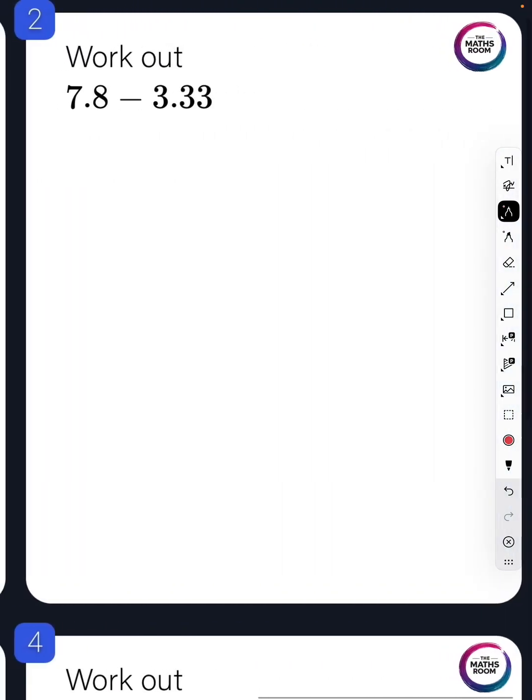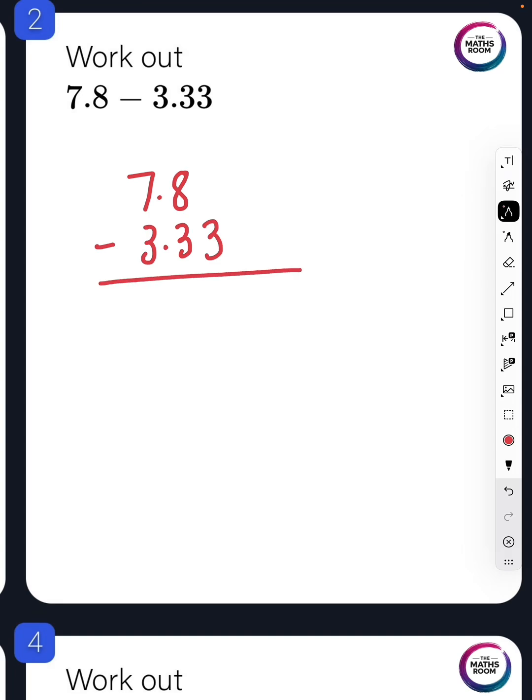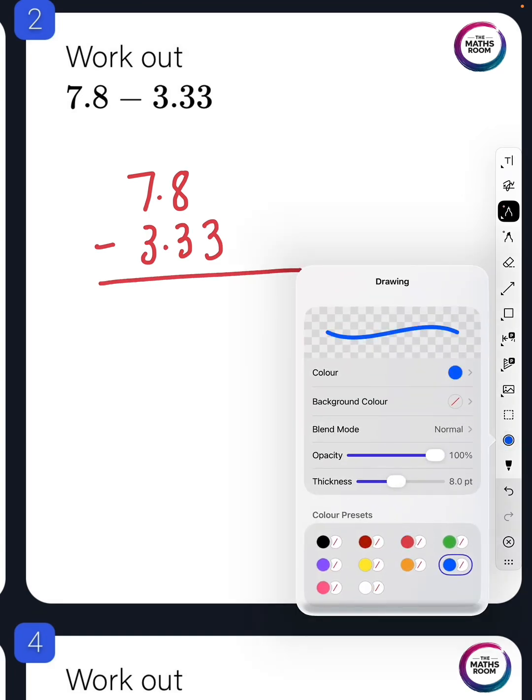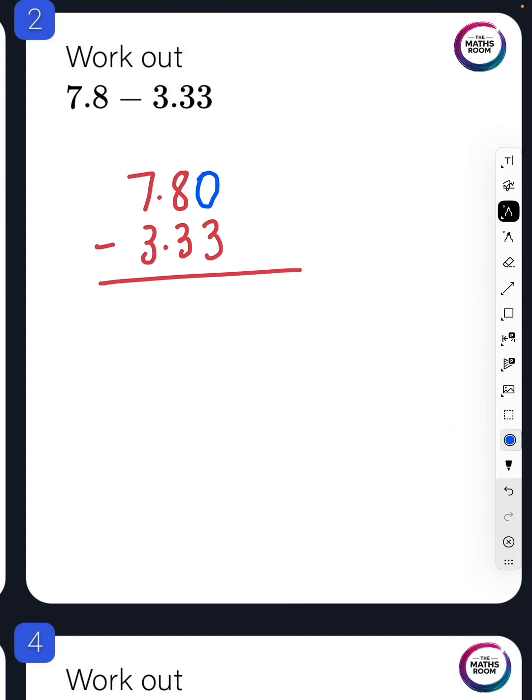This time we are subtracting, so I have got 7.8, take away 3.33. Whether you're adding or subtracting, you need to make sure you're aligning your decimals. I'm going to put a 0 again, because especially in decimals, when you're taking away, you will require that.